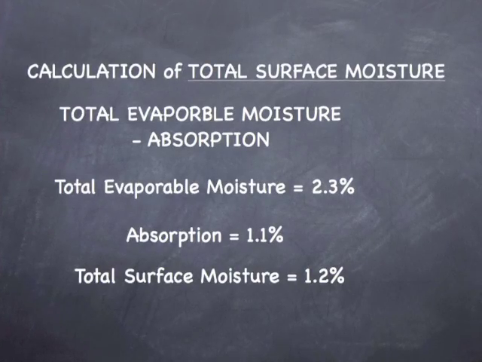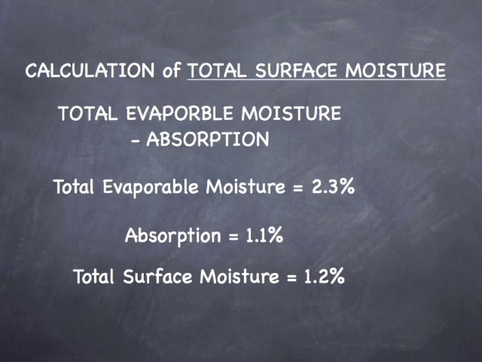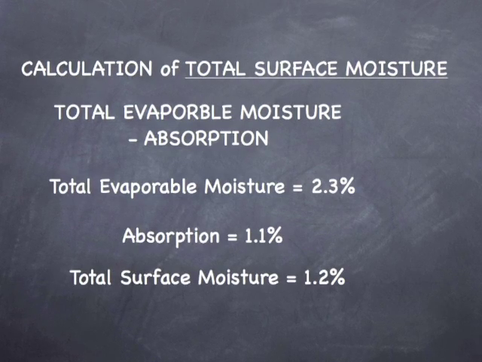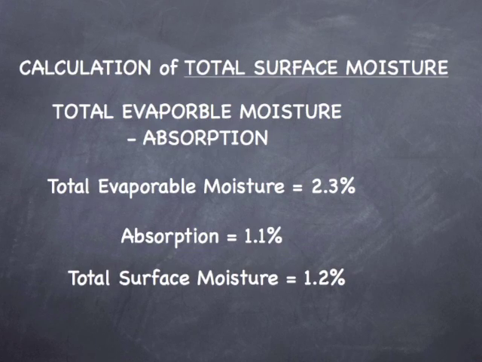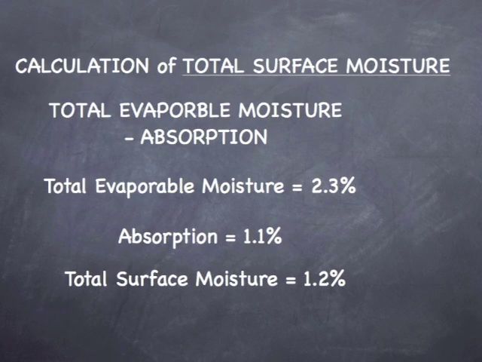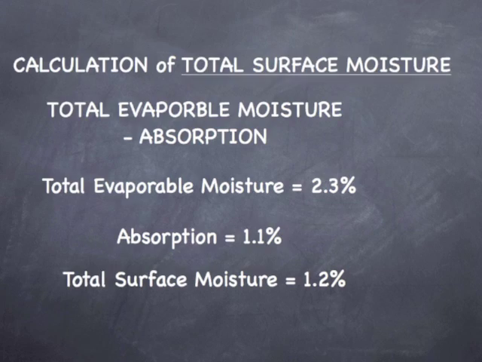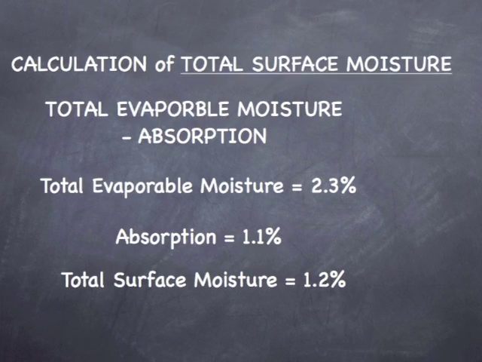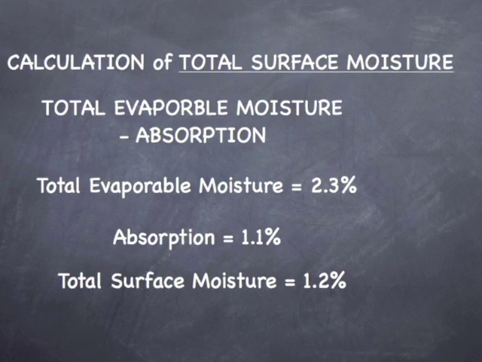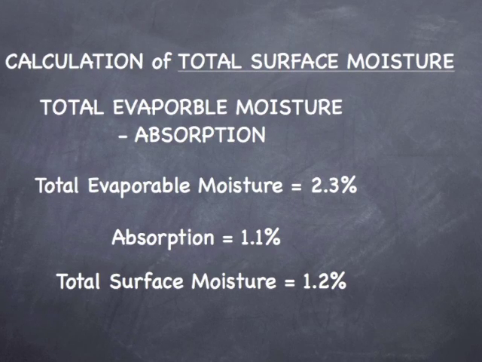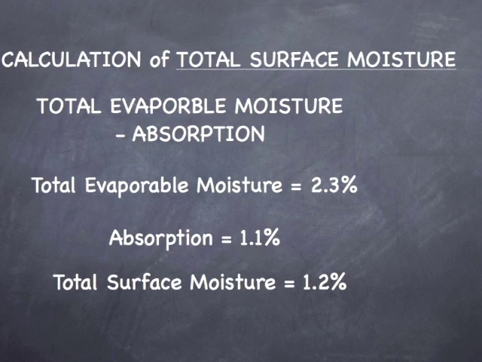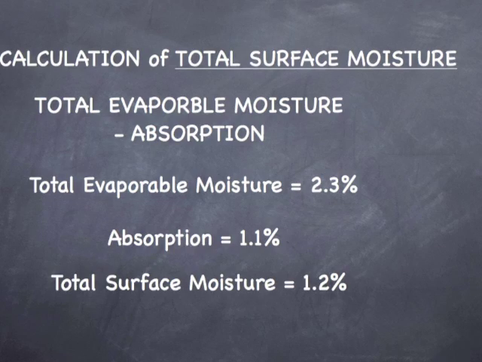Lastly, we want to calculate our total surface moisture. This is the moisture that can affect our concrete mixtures. We get this by simply taking the total evaporable moisture and subtracting from it the absorption content. In this case, let's assume that our absorption is 1.1%. Again, we had a total evaporable moisture of 2.3%. 2.3 minus 1.1 gives us a total surface moisture of 1.2%.